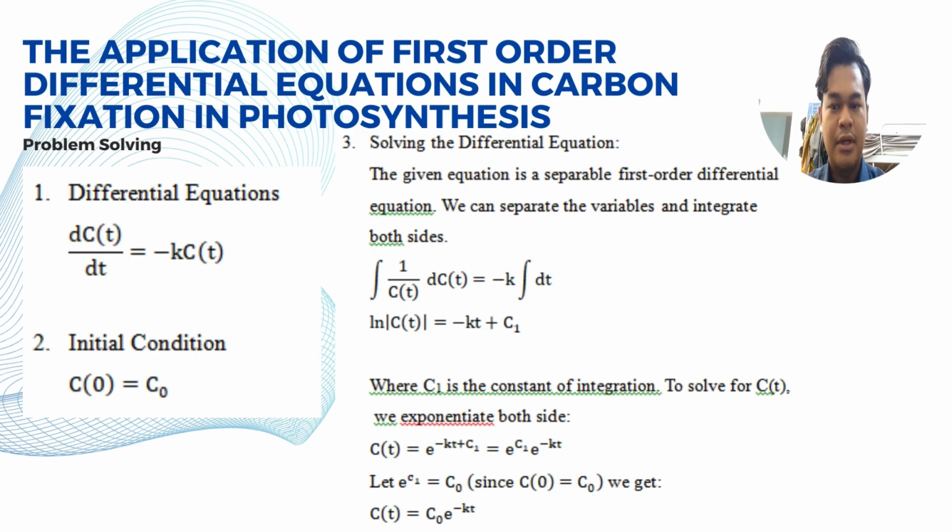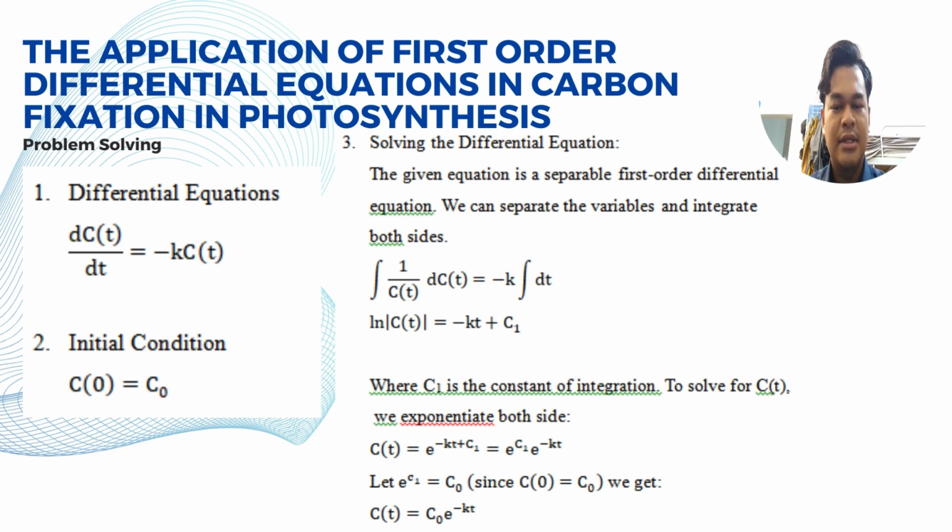First of all, for the application of first order differential equation in carbon reduction photosynthesis, for the problem solving, you have to know that the differential equation is dC(t)/dt equal to negative kC(t). And the second is the initial condition, which is C(0) equal to C naught. The third one is solving the differential equation. The given equation is separable, so we can separate the variables and integrate both sides.